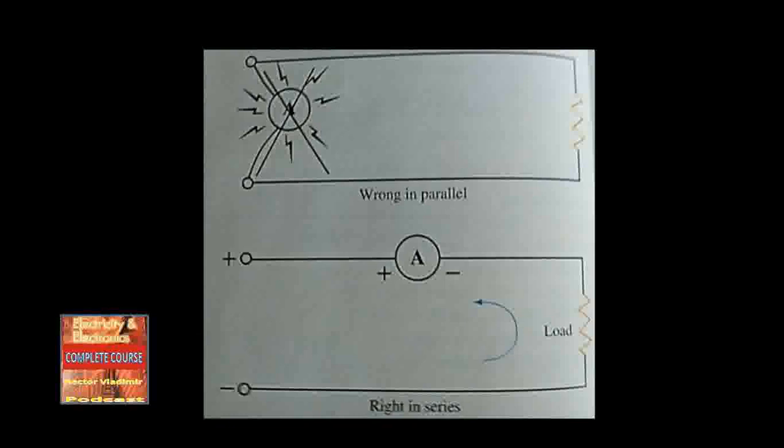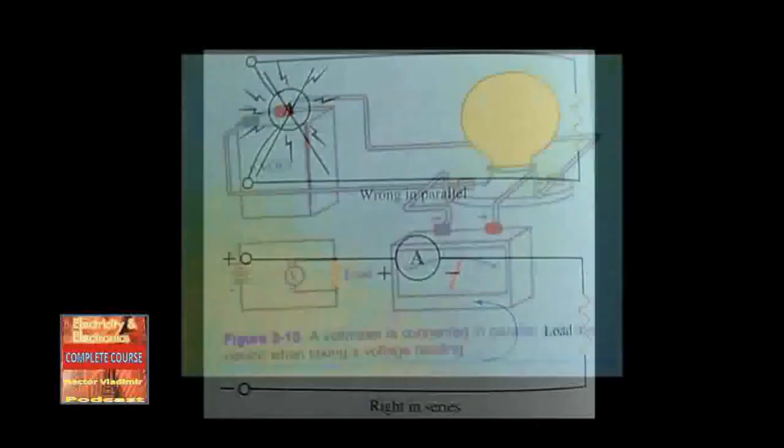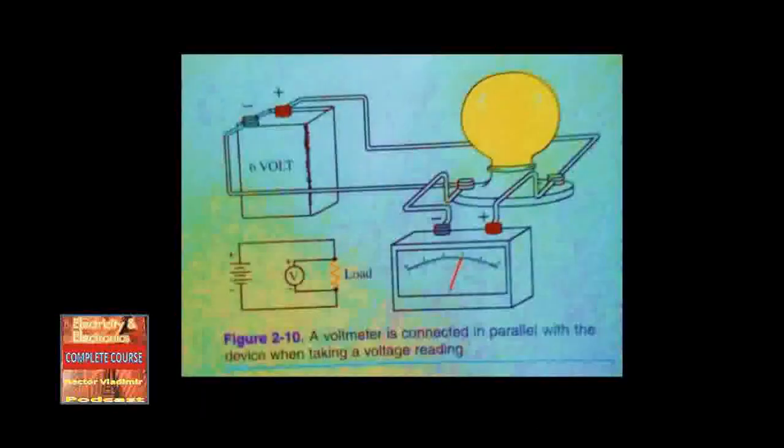Some review questions. An ammeter is used to measure current. In order to measure larger current, a shunt or alternate path is provided for the current. An ammeter should always be connected in series with the load.